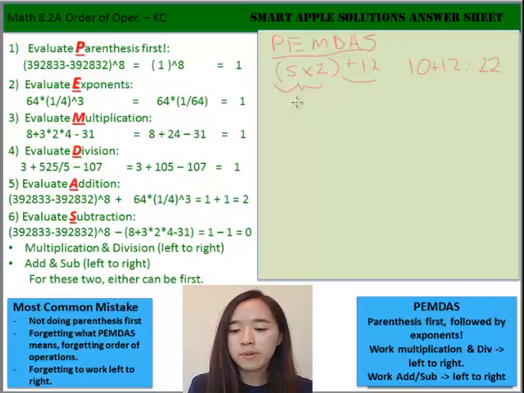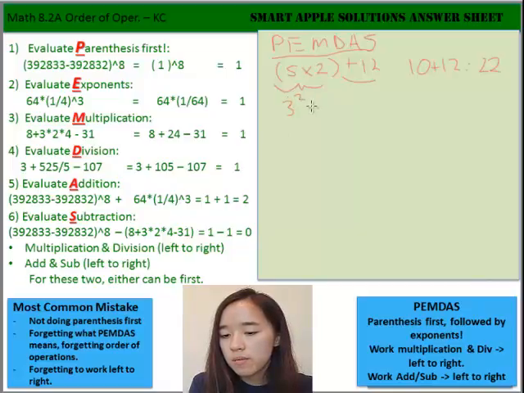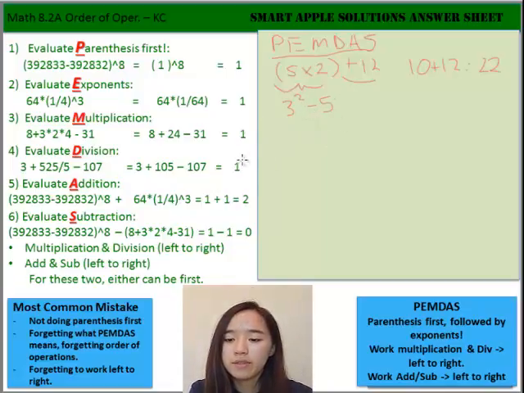Now let's move on to exponents. Say we have 3 to the second power minus 5. Before we do anything else, we see that 3 has an exponent of 2, which means we have to evaluate the exponent first before we do anything with this 5, because we're just subtracting 5. So we're not going to do anything with 5 yet. So 3 to the second power is the same as 3 times 3, which is 9. So 9 minus 5 equals 4, and that is the correct answer for this problem.